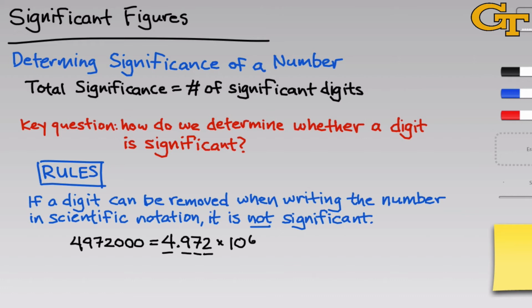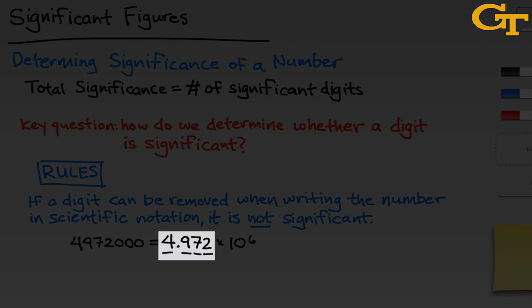So we can lose those zeros without losing any information about the value or precision of the number. Really, the precision ends at the 2. The 3 zeros that follow are just placeholders. So in this number, there are only 4 significant digits, and in fact, that 4.972 is given the name significand.